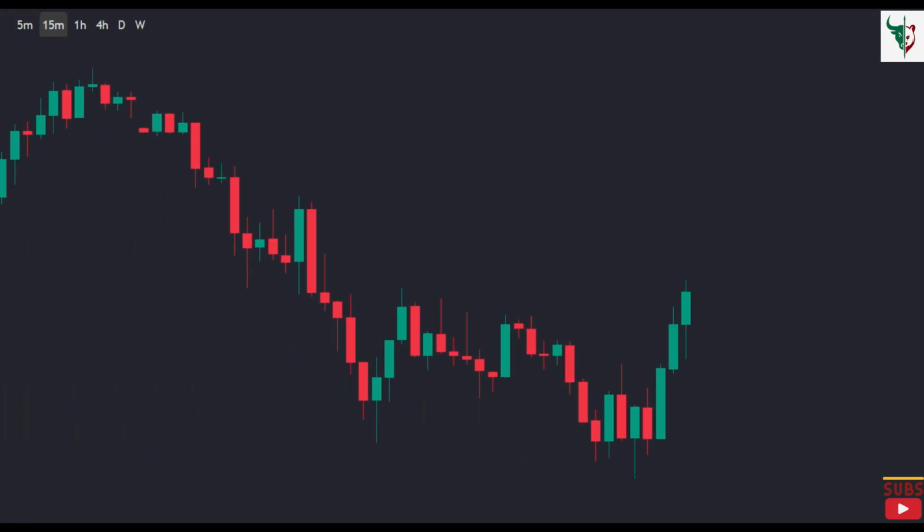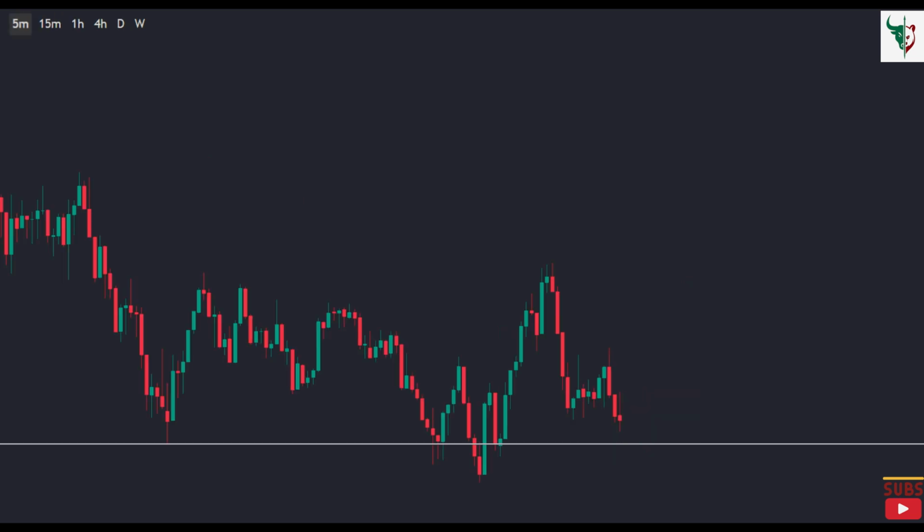Let me give you a real example. You open a 15-minute chart. You find a price zone where the market has touched 3 or more times. That is now a confirmed support or resistance level. You draw a horizontal line on that zone. Now what? But don't enter yet. Now switch to the 5-minute chart for a better entry.